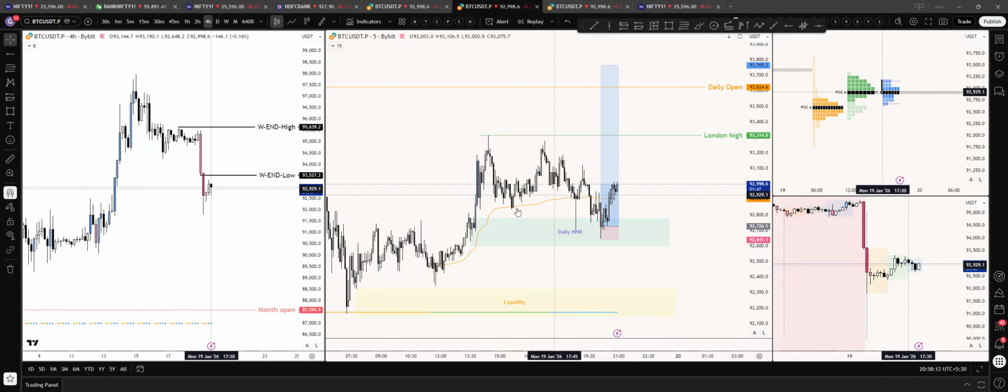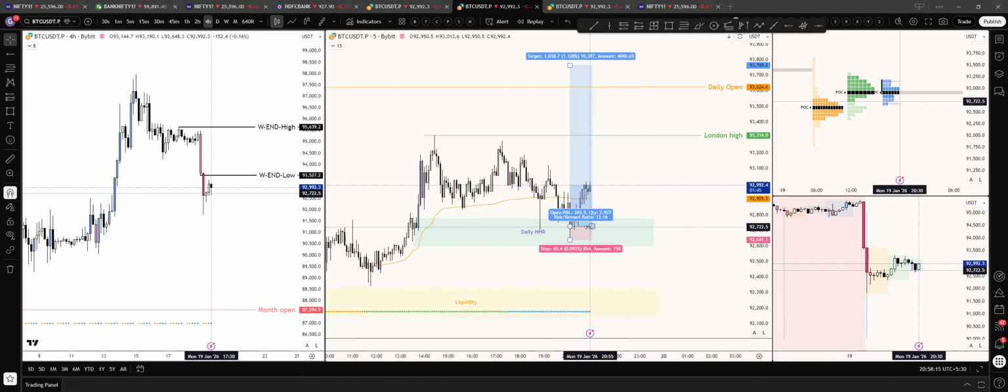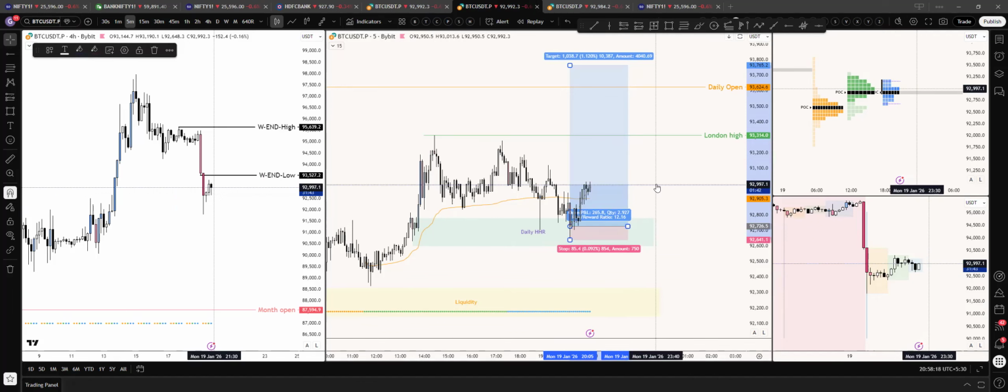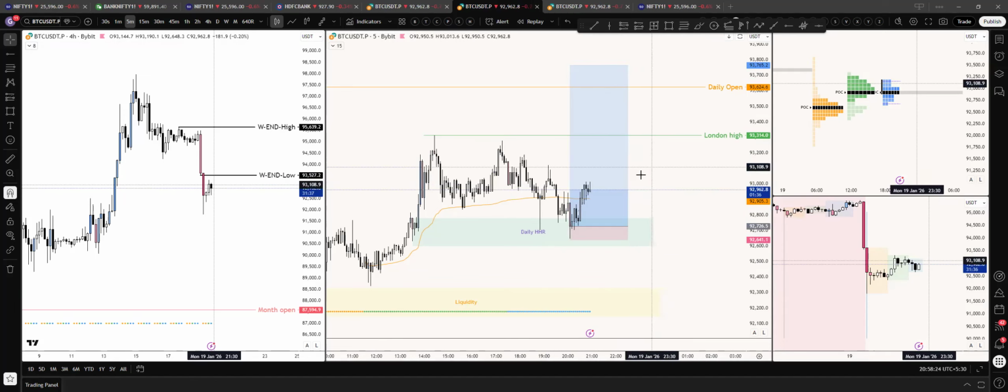Let me see. Okay, this is still going good. Just like this trade, I'm going to be holding for another 5, 6 hours. Let's see. I took a partial, so I'm risk free either way. So let's see. Okay, there's another thing.